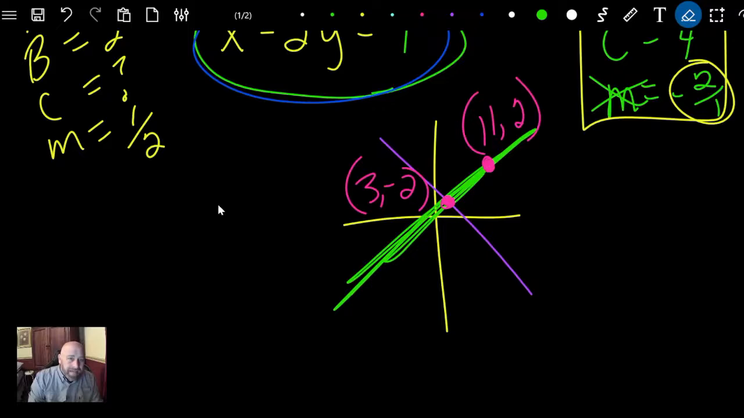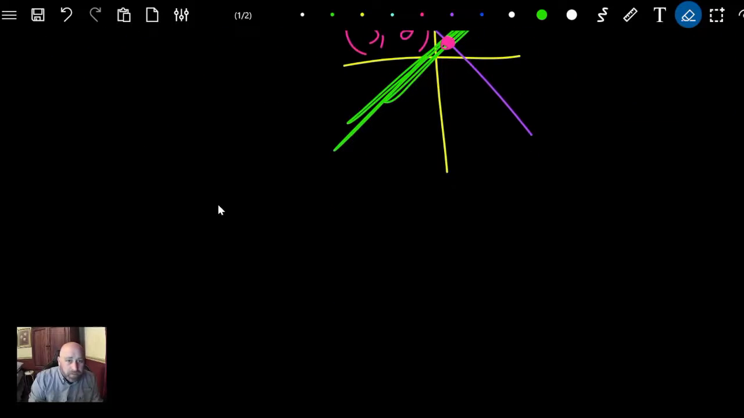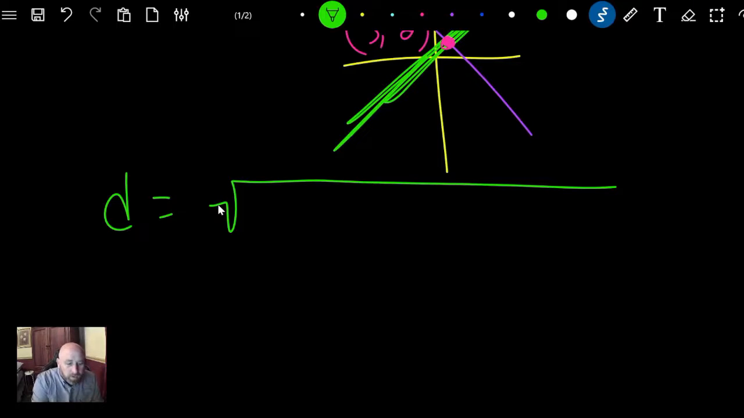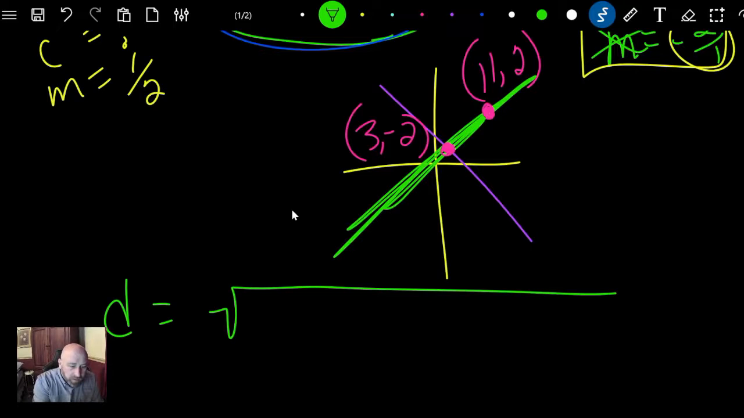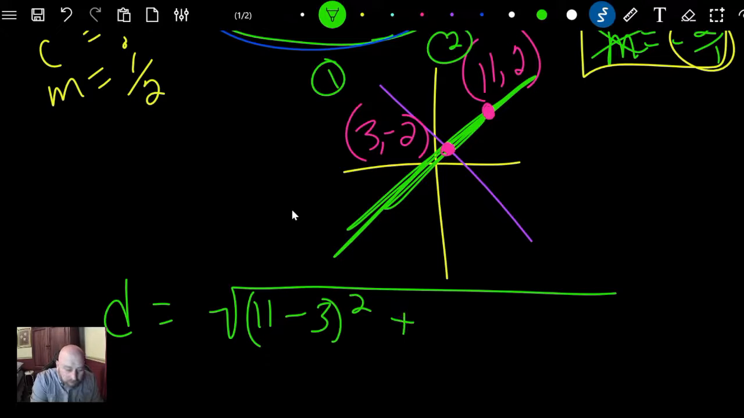All right, so now the last thing that I need to do is plug into my distance formula. So I have distance equals the square root of, so my x2, and it doesn't matter which one's which. Let's just call this the 1 point, and we'll call this the 2 point. So my x2 is 11 minus my x1 is 3, and that's going to be squared, plus my y2 is going to be 2, minus negative 2. So minus negative 2 is going to be plus 2, and that's also going to be squared.